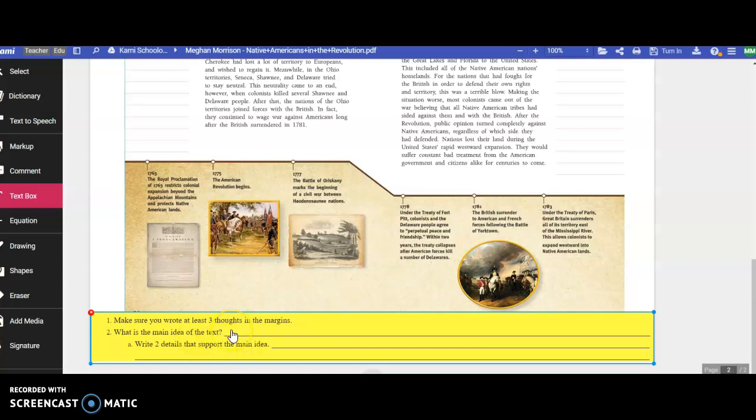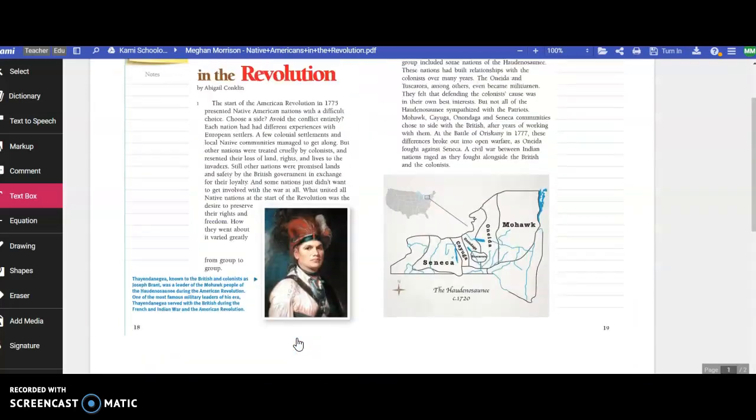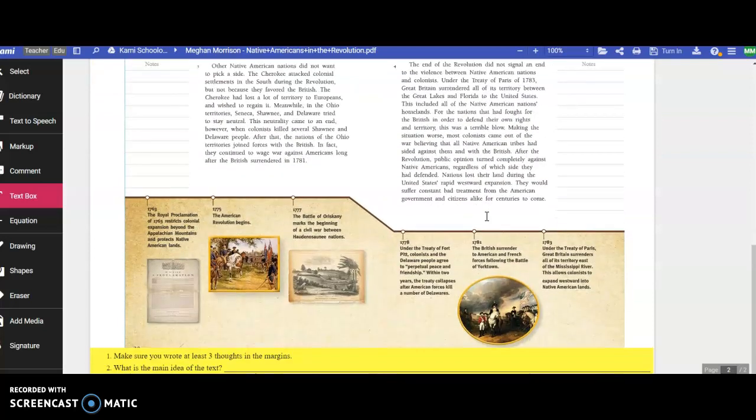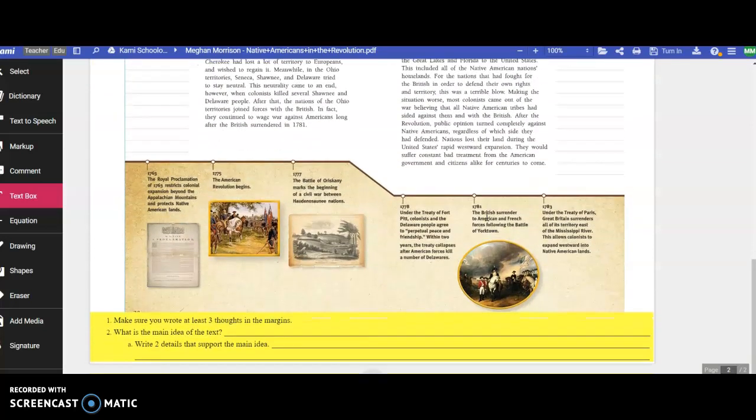And then if I'm saying Native Americans pick different sides, 2 details could be the Haudenosaunee sided with the Patriots, the Mohawk sided with the British. Those are 2 details that support the idea that the Native Americans picked different sides. Or if my main idea is Native Americans were really affected by the American Revolution.